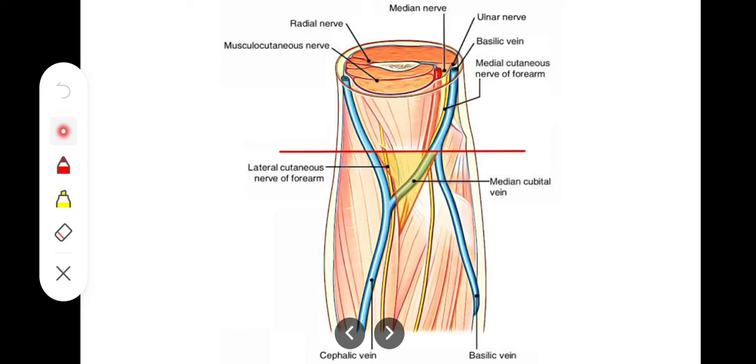And then what is forming the floor of this fossa, what is present deeper to it? That is the muscle, the brachialis muscle coming from the arm region, and there is a supinator muscle which is a muscle of the posterior compartment of forearm. So brachialis and supinator are forming the floor of this fossa, of this depression.